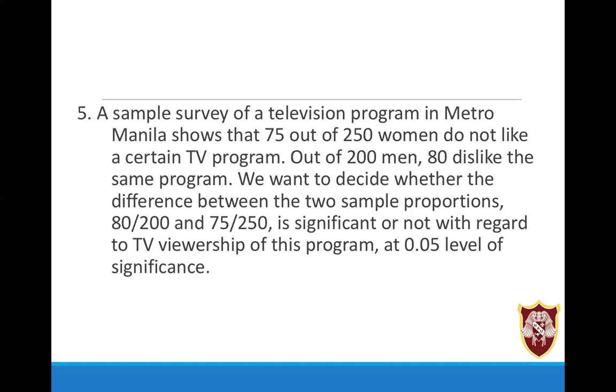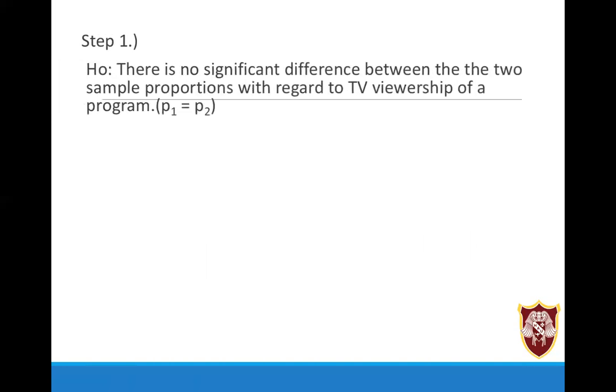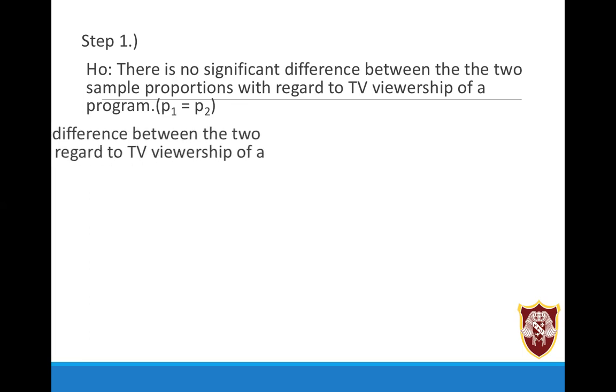When comparing two proportions, we use z-test. So we use the formula of z-test for comparing the two proportions. So for our null hypothesis, we state that there's no significant difference between the two sample proportions with regard to TV viewership of a program. So that means p1 is equal to p2.